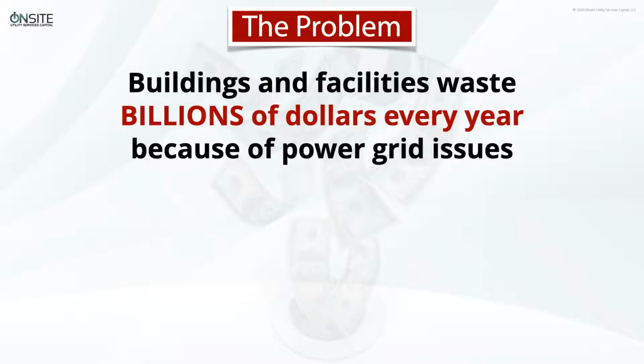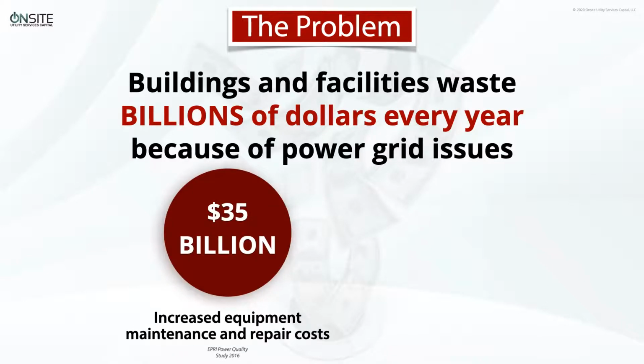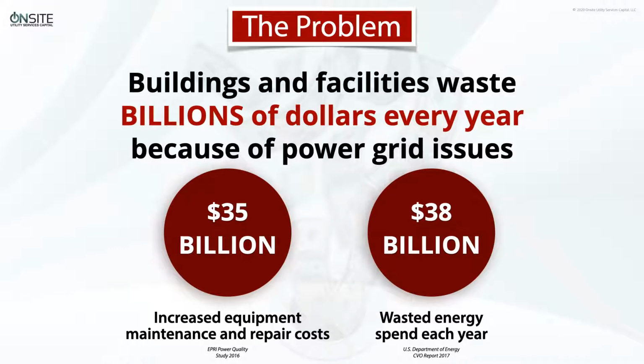Remember, buildings and facilities waste billions of dollars each year because of power quality issues. $35 billion is lost each year through increased equipment maintenance and repair costs, while $38 billion is lost each year from wasted energy spend as a direct result of those power grid issues.